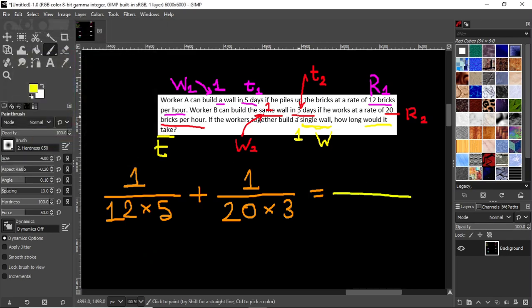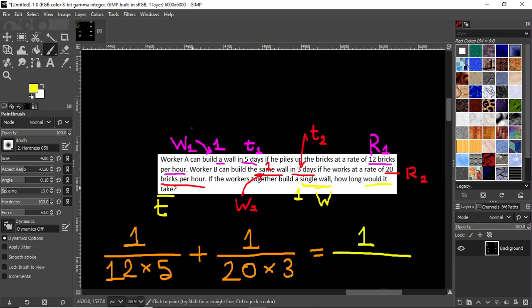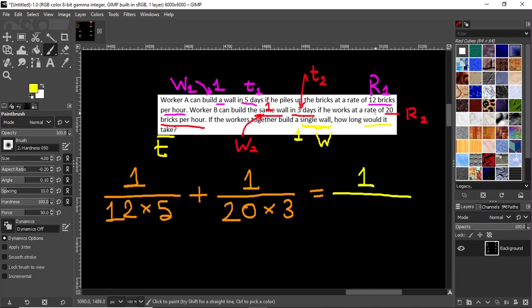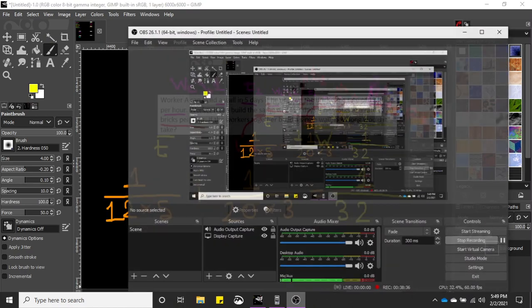now we have W, which is again one wall, divided by R. Now the rate, since these two workers work on the same wall, I forgot to write it, their shift timings are the same, the same duration, and their combined rate should be pretty obvious, it's just their rates added together. In 1 hour, worker A piles up 12 bricks. Worker B piles up 20 bricks. So as a whole, when their efforts are combined, the rate is 32 bricks per hour. So this is 32.